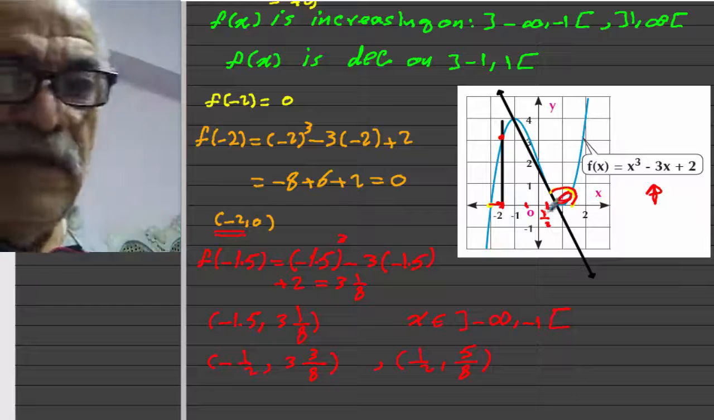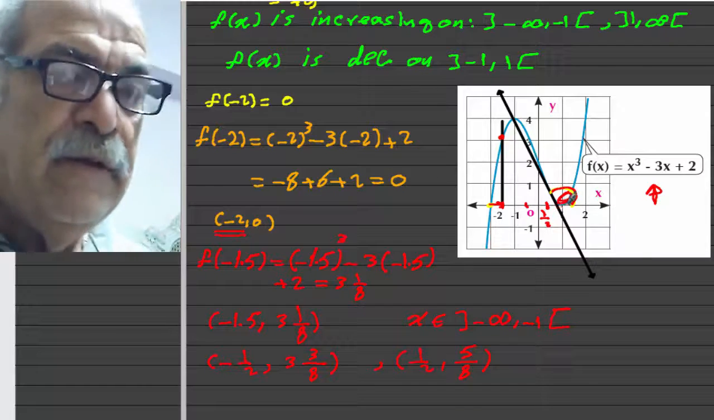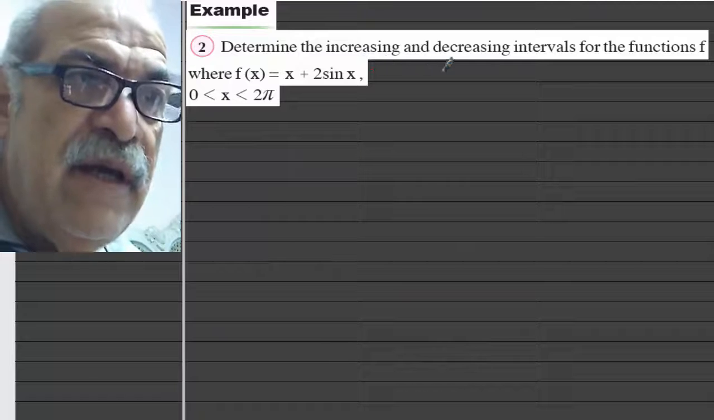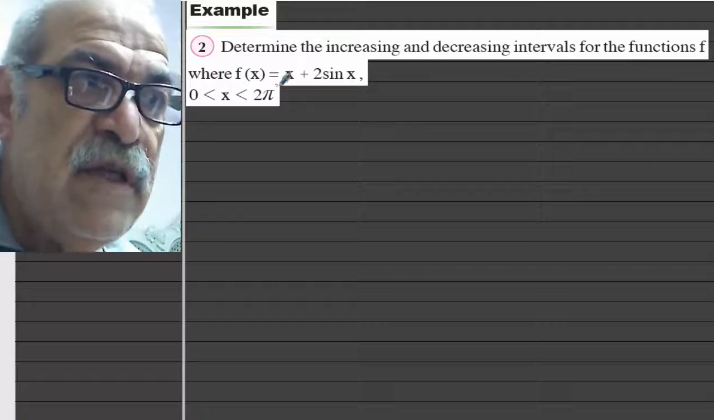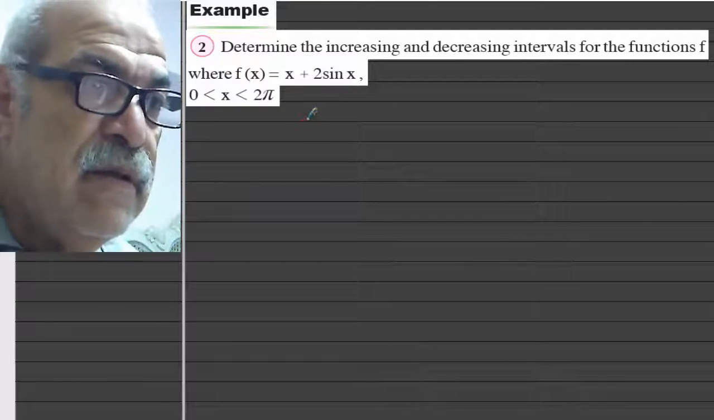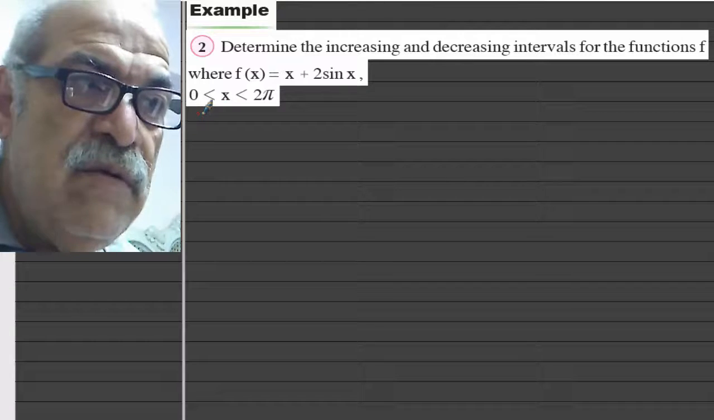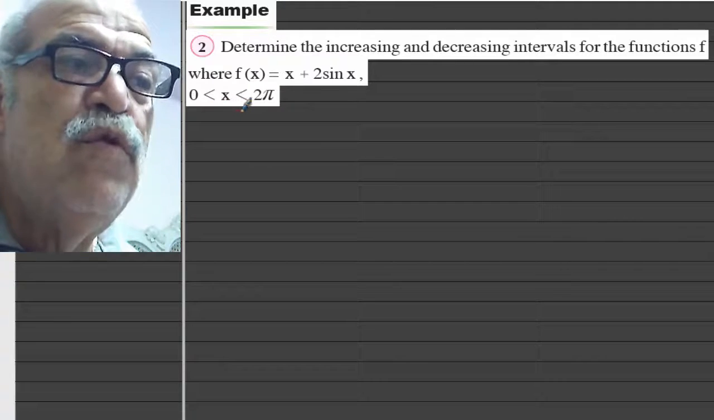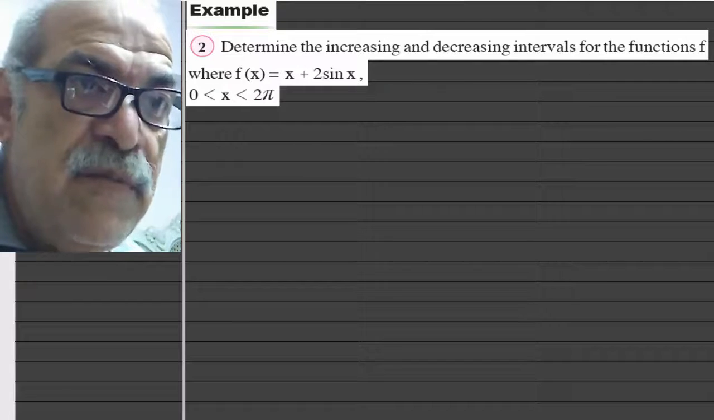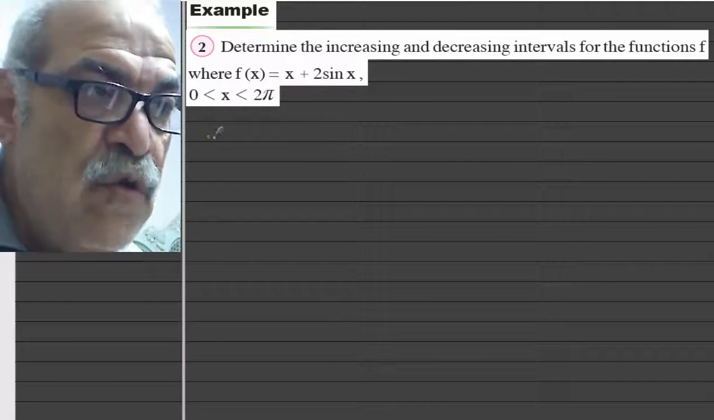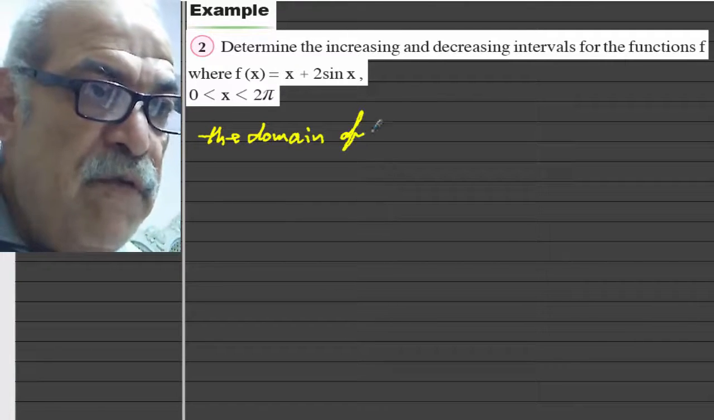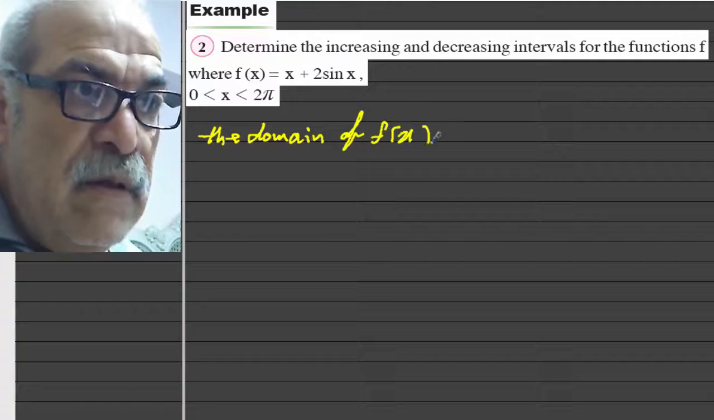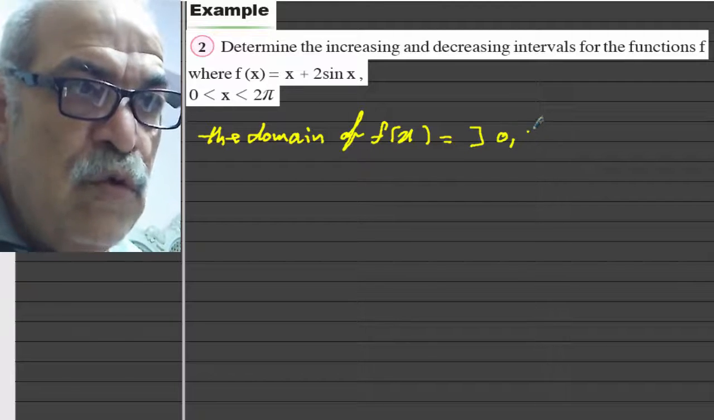Okay, let's take another example. Example 2: determine the increasing and decreasing intervals for the function f, where f of x equals x plus 2 sine x, where x is greater than 0 and less than 2 pi. Here, this part expresses the domain. So we write the domain of f of x equals this open interval from 0 to 2 pi.